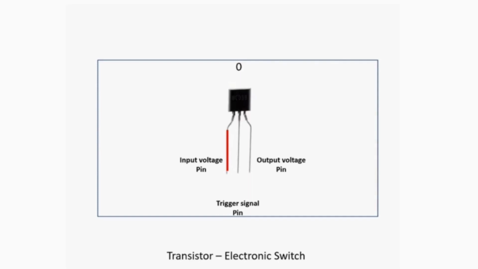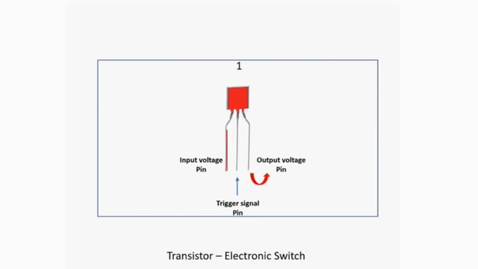Now currently there is no output voltage, so a 0 is stored in this transistor as a switch. Now let's give it a trigger. The small trigger signal, we call it a trigger signal or the bias signal. Once it's given and you want to store 1, what happens? The transistor switches and gives an output voltage at the output pin, and it stores it, and that's a 1. So that's the way a transistor works.